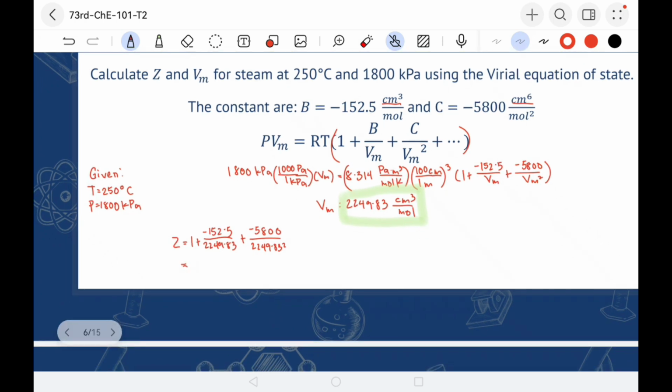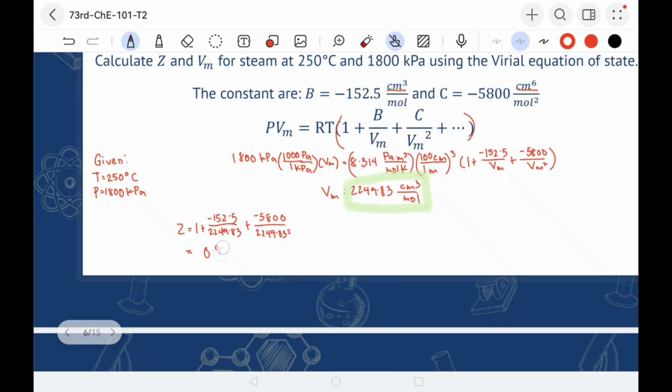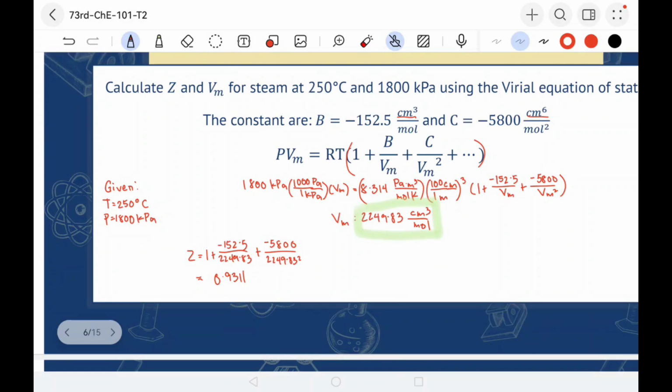We will get a value of 0.9311. Another method is to use the Z equals PVm over RT formula. So to you viewers at home, try answering this using the Z equals PVm over RT formula and see if you will get 0.9311 as your final answer.